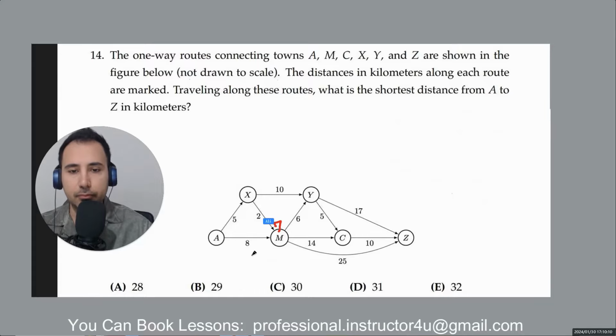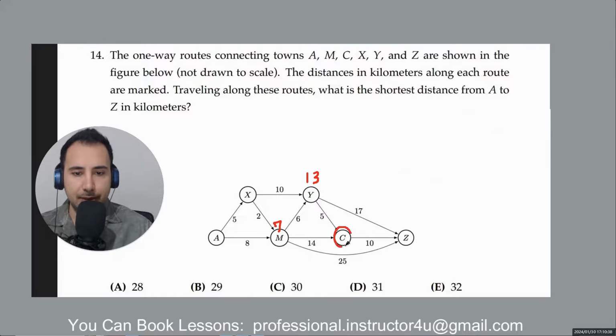Okay. Now, what is the shortest path to Y? To M was 7, plus 6 is 13. Okay. Or I could go 5 here and then 10 here. This is 15. So the shortest path is this, and I'm going to write it here. The shortest path to Y is actually 13. Let me write it down here. Okay, let's do it again here.